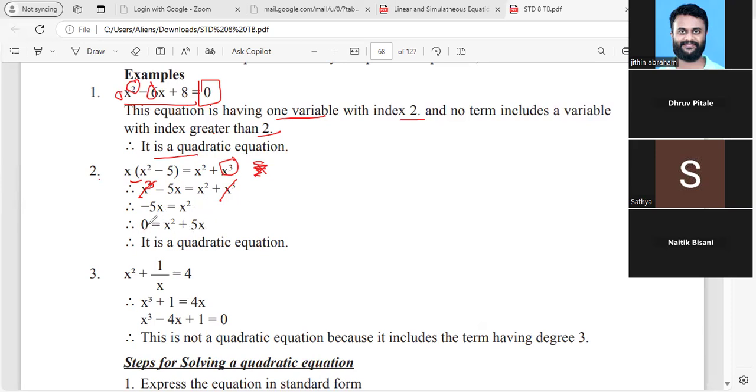So this is an equation which has 0 on one side and x terms on the other side, and the maximum power of x is 2. Hence, you'll call this equation a quadratic equation. Is it clear?